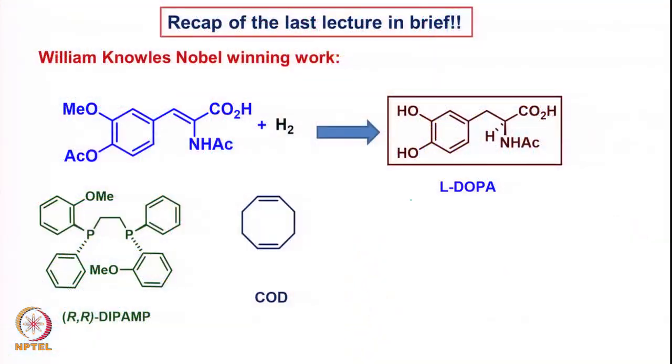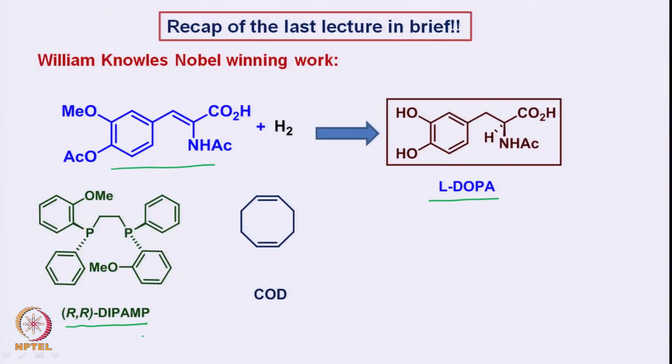Now we looked at the asymmetric reduction part, where we discussed William Knowles' Nobel Prize winning work, where he developed an industrial method for the synthesis of L-DOPA. Starting from an enamide like this, asymmetric hydrogenation was done using a rhodium catalyst, where the ligand was this DIPAMP, and this led to the synthesis of L-DOPA in a high enantiomeric purity.